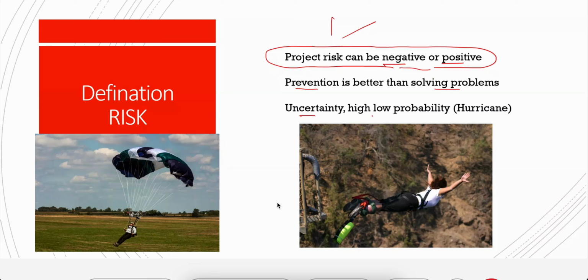Uncertainty, high, low probability, hurricane. So we talked about uncertainty, and obviously that's one of the definitions of risk. Risks are uncertain. So here there are two examples of people who have a high risk appetite.